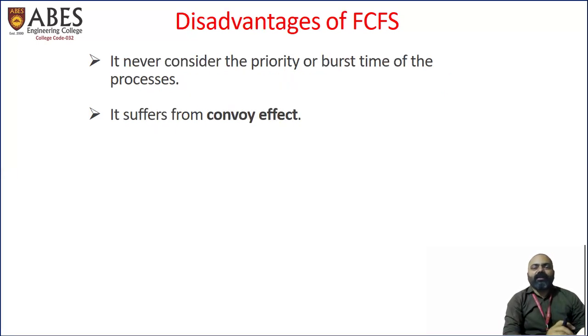Disadvantages of FCFS. Priority is not considered and burst time is not considered. If a process has small burst time, then also okay. If it has larger burst time, then also okay. Priority is higher, then also okay. Priority is least, then also okay. It never judges on behalf of their burst time or their priority. The logic is very simple. Who arrives first will get the CPU first for its execution.